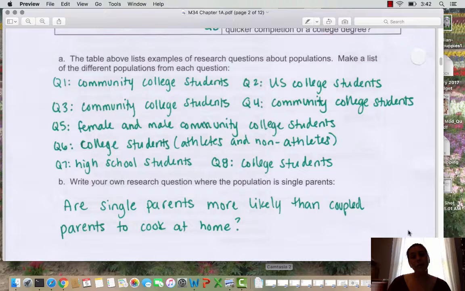So sometimes the research questions will just say college students in general. In those situations, I do tend to assume they're talking about college students in the United States. Sometimes they'll specifically say students in the U.S., students at universities in the U.S., students at community colleges in the U.S. But for the most part, we can assume they're typically talking about students in the United States.